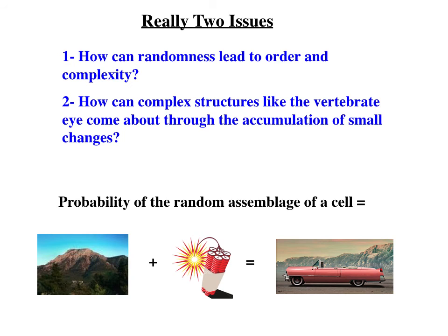Really, there's two issues here. It's saying, one, how can randomness lead to order and complexity, right? And two, how can complex structures like the vertebrate eye come into being through the accumulation of small changes, right? I.e., what good is half an eye? What good is half of a bird wing type of an argument? The randomness issue is a sort of misunderstanding about natural selection and evolution. If you remember when we were learning about the postulates, evolution and natural selection is explicitly non-random, but you get this misunderstanding.